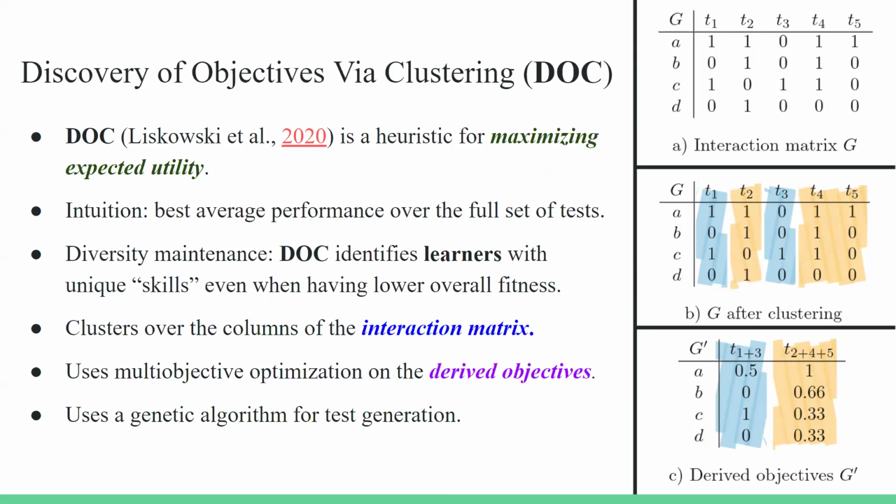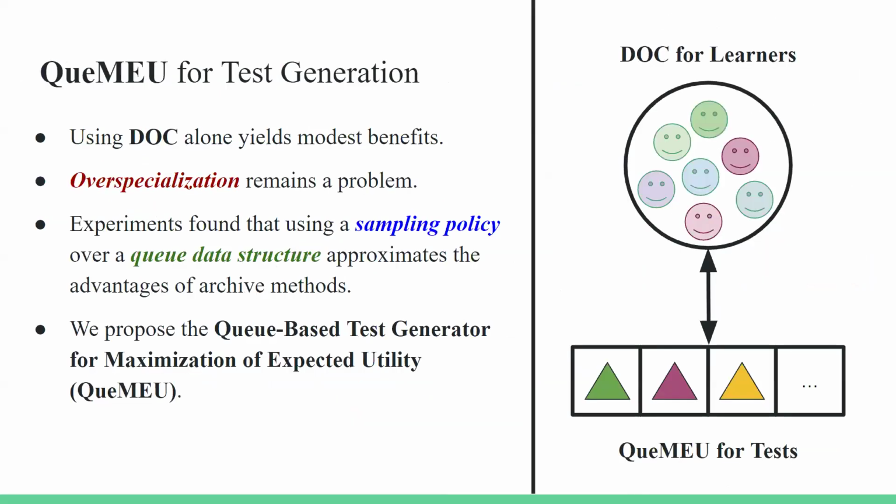This is a procedure that clusters over the columns of this interaction matrix, where the rows represent the learners and the columns the tests. We use multi-objective optimization, such as NSGA2, on those derived objectives in order to pick the learners, and then a genetic algorithm is used for test generation. But experience with this method actually shows that it only leads to modest benefits. We still have the problem of the pathology of overspecialization.